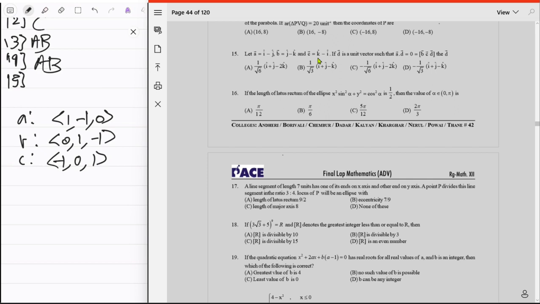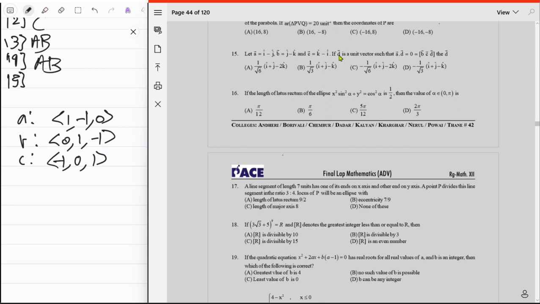Okay, if D is a unit vector such that A dot D equal to 0 is equal to determinant of BCD, then D is. Determinant of BCD is equal to 0, meaning basically D vector dot B vector cross C vector is 0, right? Or something like that. So it's just perpendicular to B vector cross C vector, meaning it's in the plane of B and C. And A dot D is 0, meaning perpendicular to A and in the plane of B and C.